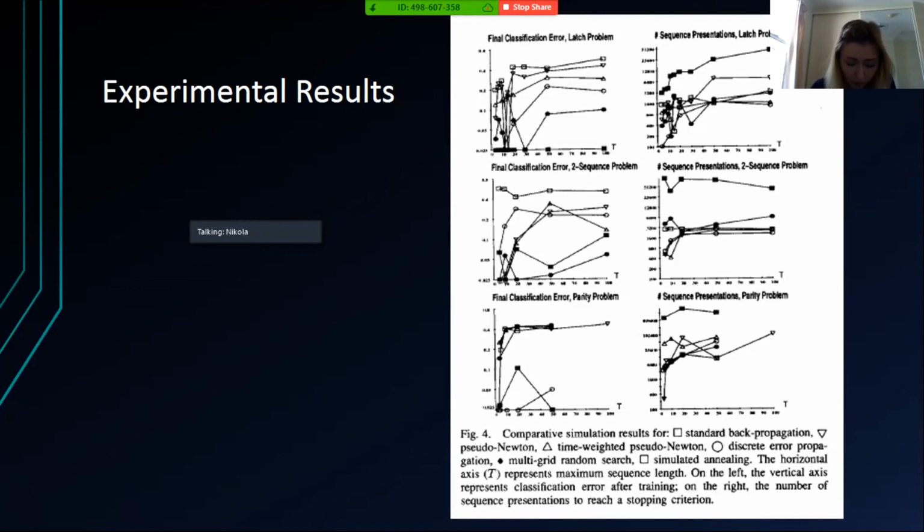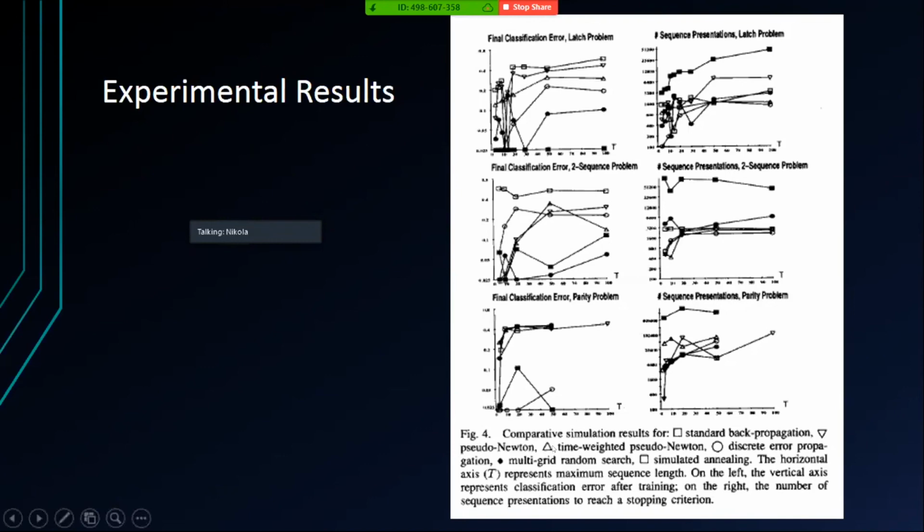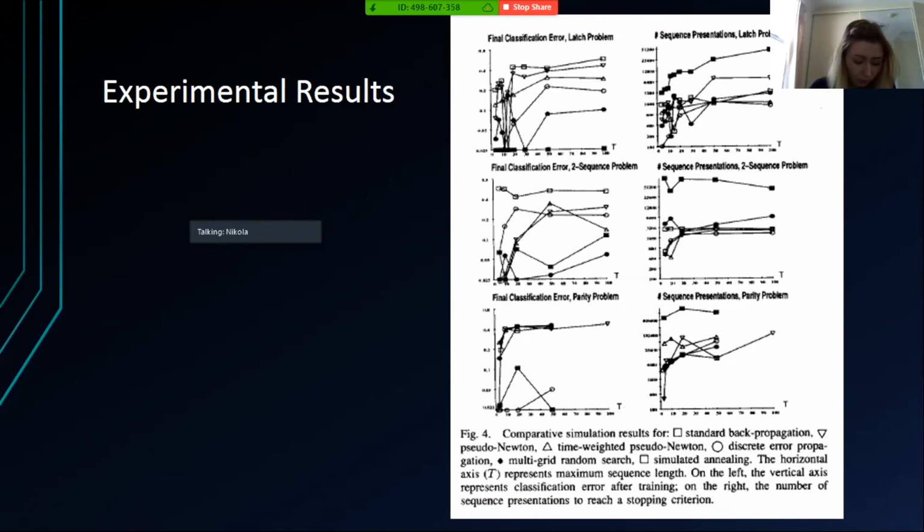The pseudo-Newton backpropagation algorithm, which is this one, performs better than the standard backpropagation, but both algorithms seem to get worse. The performance gets worse when the temporal span of the input-output dependencies is increasing. The time-weighted pseudo-Newton algorithm, so that is the triangle, also appears to perform better than the other two variants of backpropagation, but its performance is also getting worse if we increase the length of the sequence.